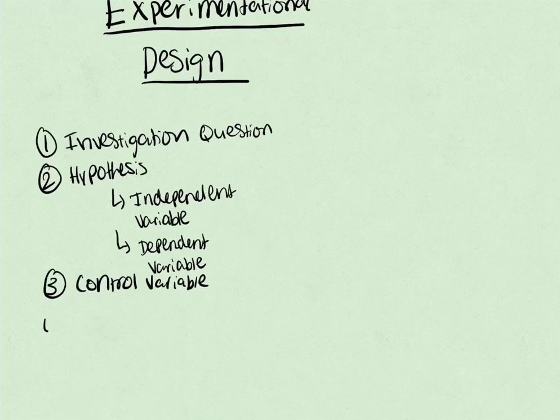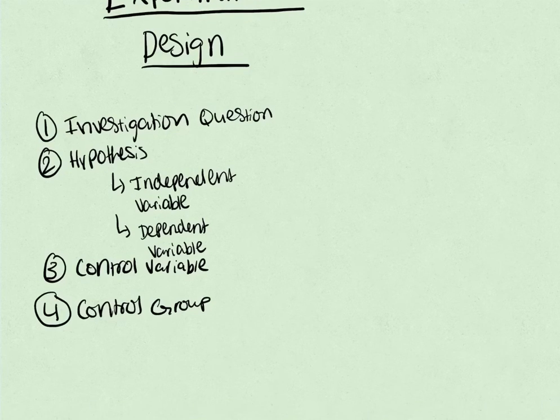Lastly, we have the control group. The control group is the group of objects or subjects that are being tested without the independent variable acting upon them. This is to make sure that the experimenter can compare their information or their final results with that of the control group.